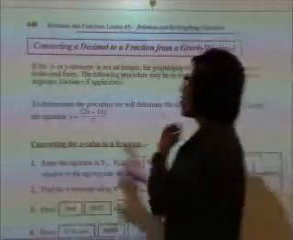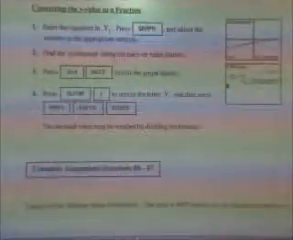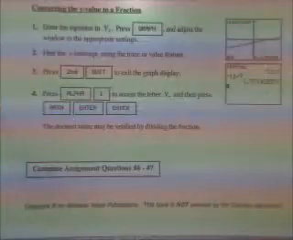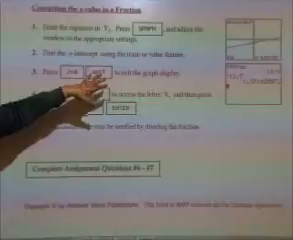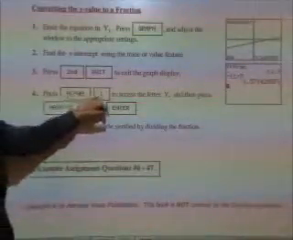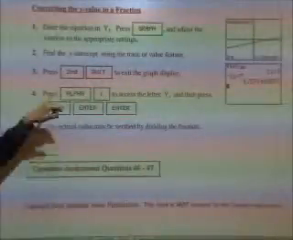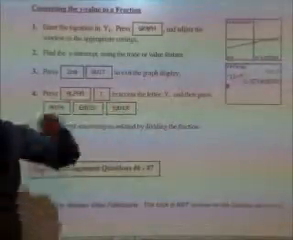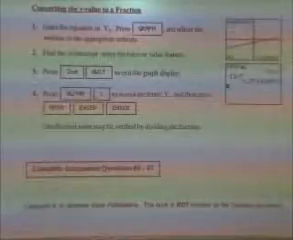So it does go through the procedure down below. Enter the equation in y1, find the y-intercept using the trace, press second quit to exit the graph display, press alpha 1 to access the letter y, press math, enter, enter. And then the decimal value may be verified by dividing the fraction. So if I went negative 11 divided by 7, I would get negative 1.57, on and on.